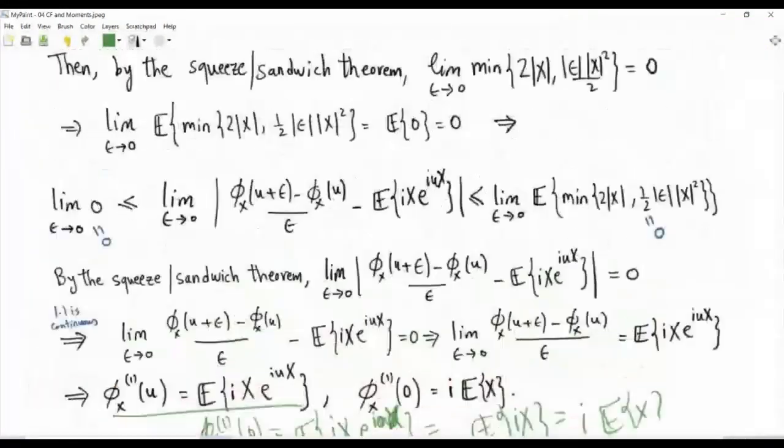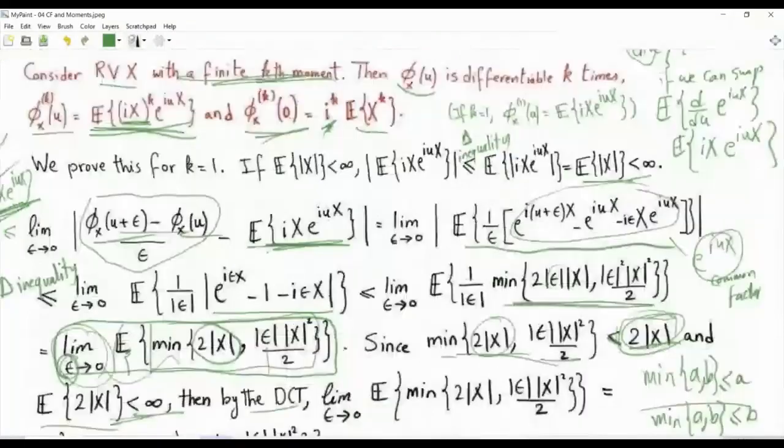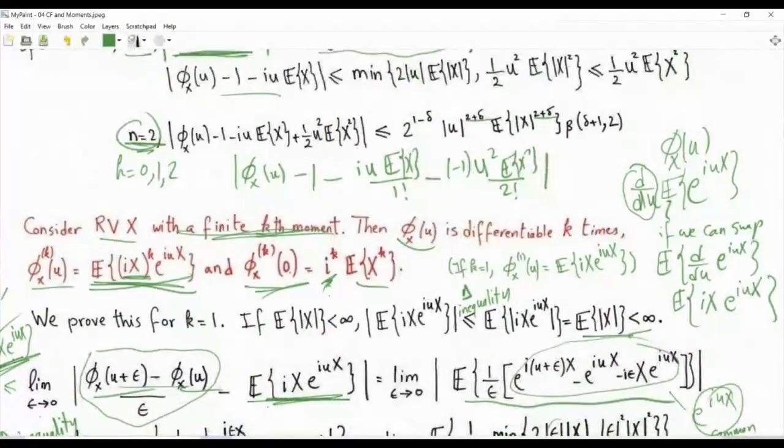Okay, is there a converse? So what will be a converse for this theorem? A converse for this theorem will be something like this: if the characteristic function is differentiable once, then the first moment of the random variable is finite. Okay? So this will be the converse. Here we are saying that if the first moment is finite, the CF is differentiable once.